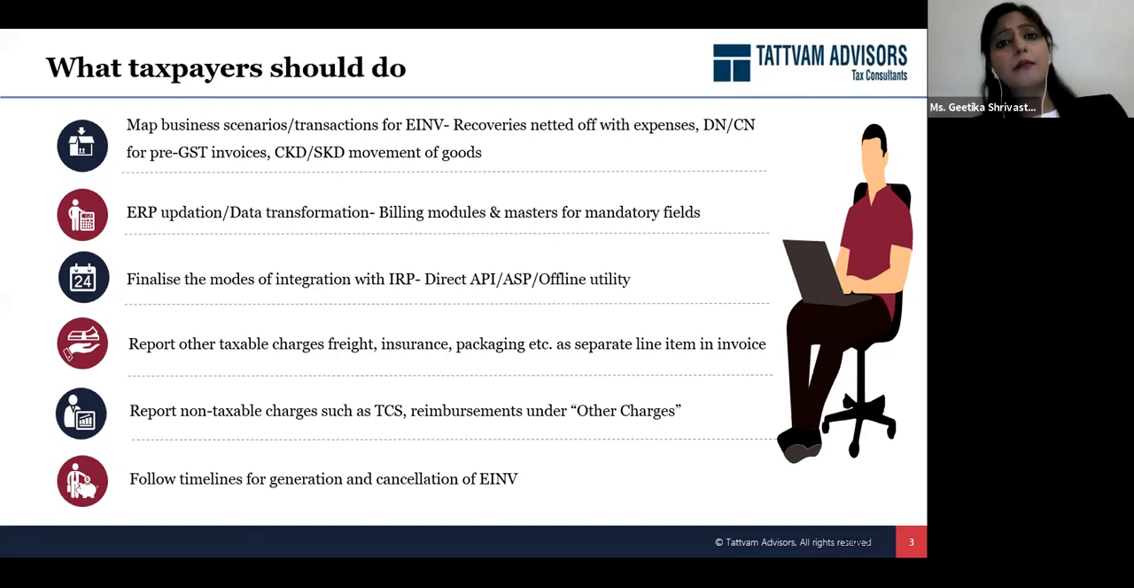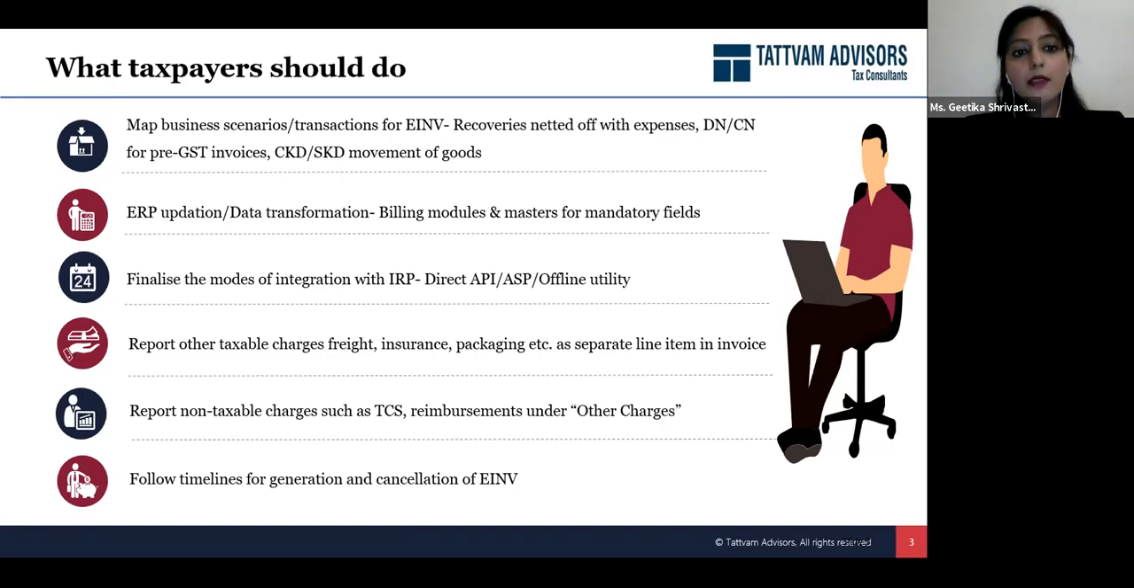So these are some of the examples that I've taken, and there can be various other intricacies and unique situations in any business scenario. So this is the first step which every business should take, that ensure that every transaction which requires e-invoice generation is captured, and you are ensuring that the e-invoicing is being generated for this particular transaction.